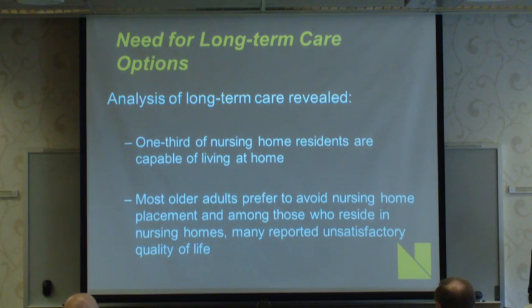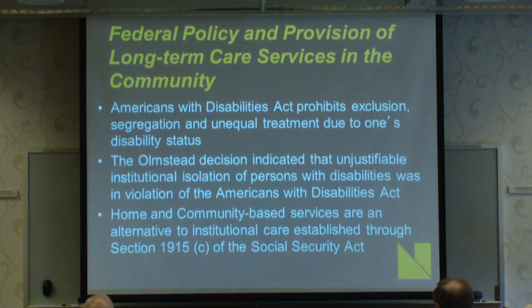And the interesting thing is most older adults don't even want to live in a nursing home. They'd much rather prefer to live in their own homes rather than go to a nursing home for their long-term care needs. So there's clearly a public interest in finding alternatives to nursing home care for those who are disabled in their basic activities of daily living.